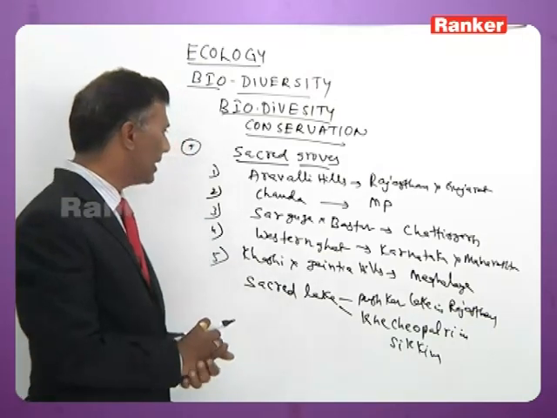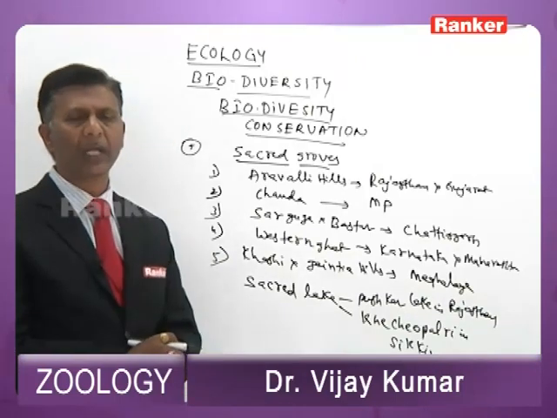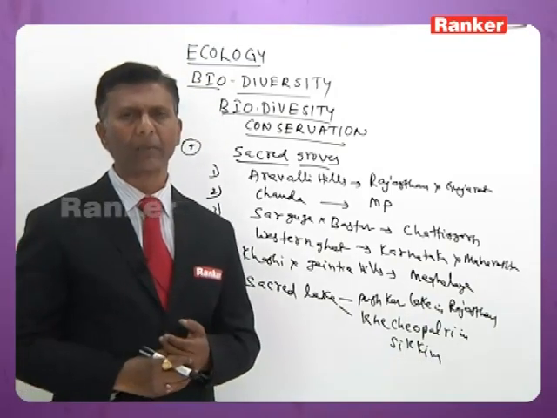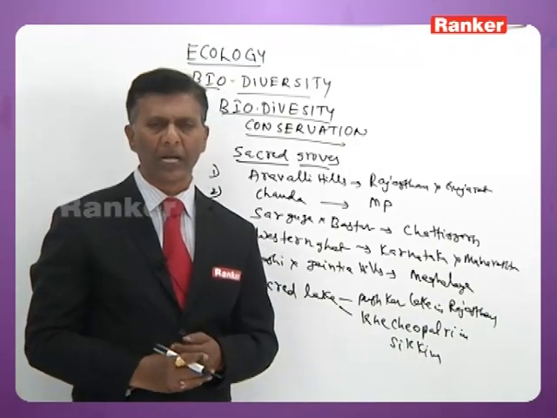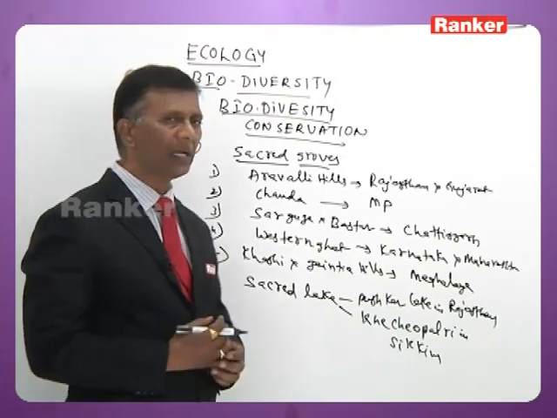So all these come under in situ conservation. Under in situ conservation, you have learnt about number 1, biodiversity hotspots, number 2, national parks, number 3, sanctuaries, number 4, biosphere reserves, and number 5, sacred groves and lakes.